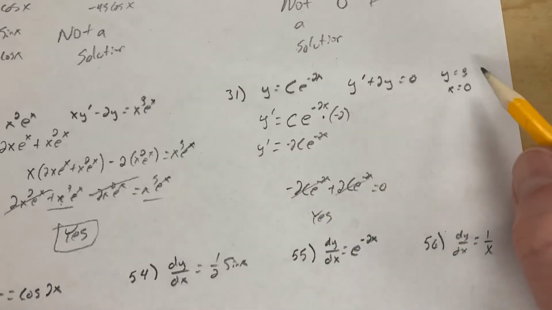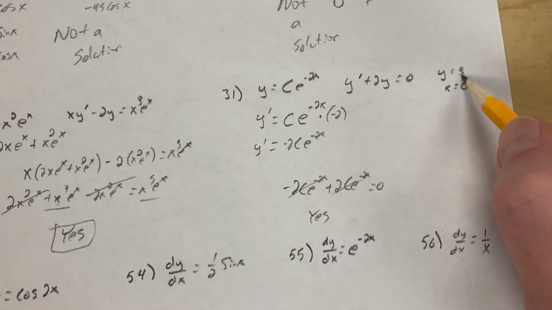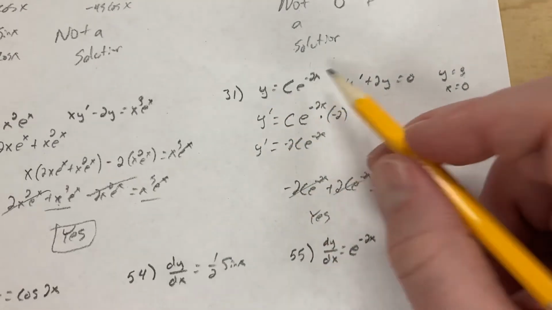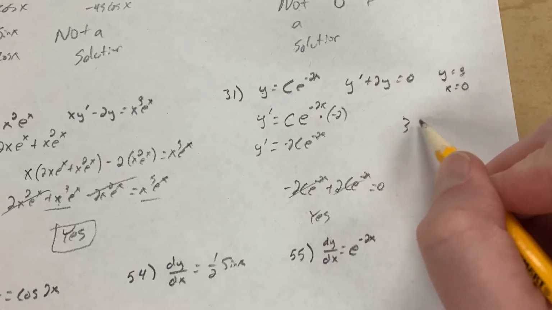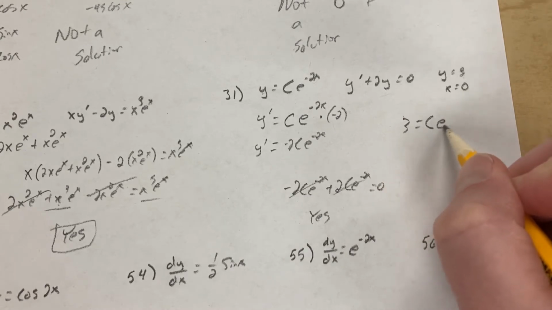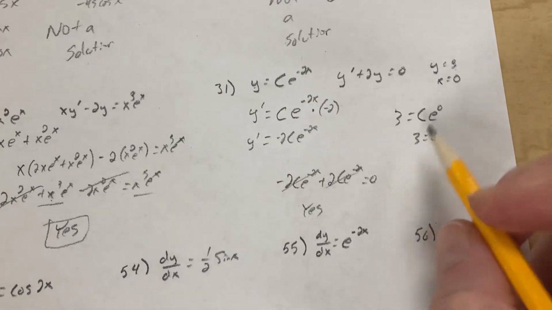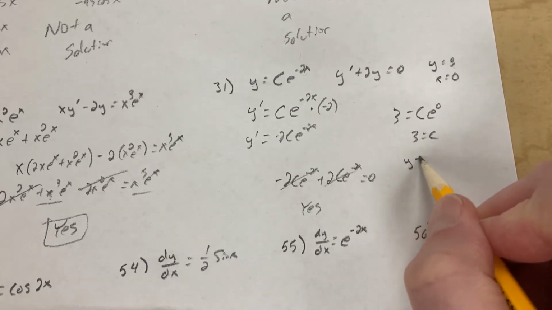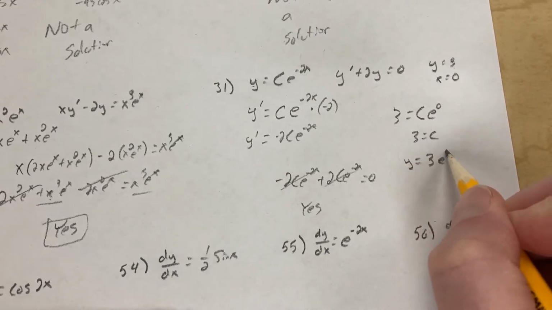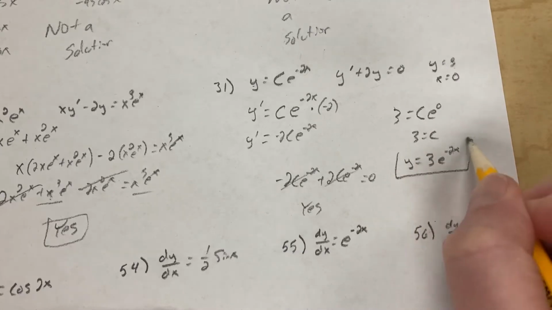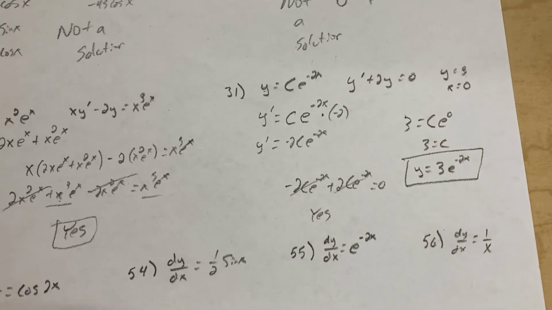Okay. Now for the second part, we're putting 3 in for y and 0 in for x. So we're going to get 3 equals c times e to the 0. So c equals 3. So that specific solution then is y equals 3 times e to the negative 2x. That'd be our answer there.